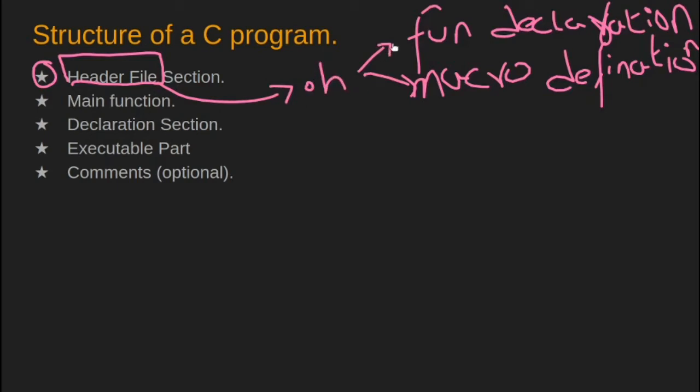And what does this file consist of? This file consists of our function declarations and macro definitions. Now who writes this file? This file is generally written by the people who wrote the compiler, and it basically comes along with the compiler. You can even write this header file on your own.